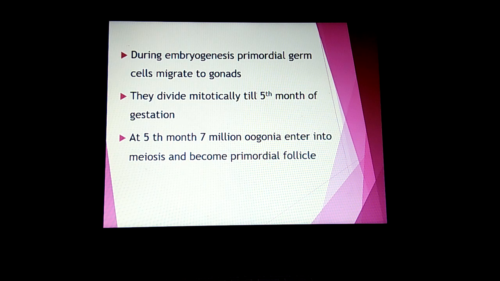During embryogenesis, the primordial germ cells migrate to the gonads and divide mitotically till the 5th month of gestation. At the 5th month, these 7 million oogonia enter into meiosis and become the primordial follicles. So when a female baby is born, she already has her 7 million primordial follicle reserve, and these primordial follicles form the ovarian reserve of a female.